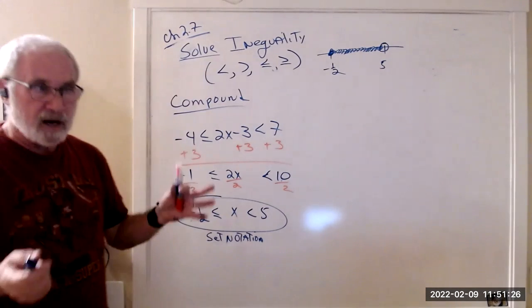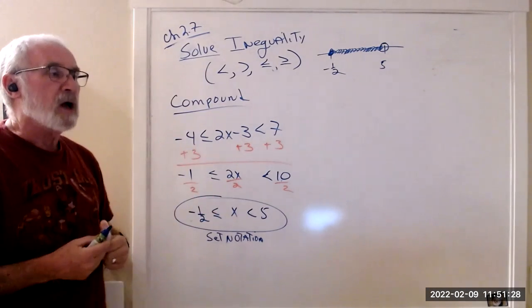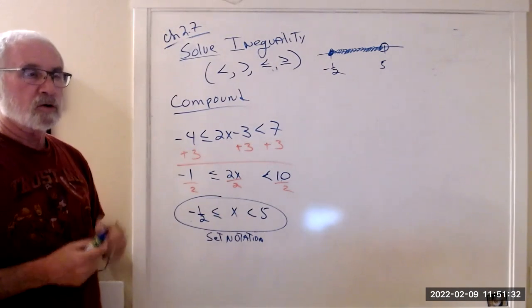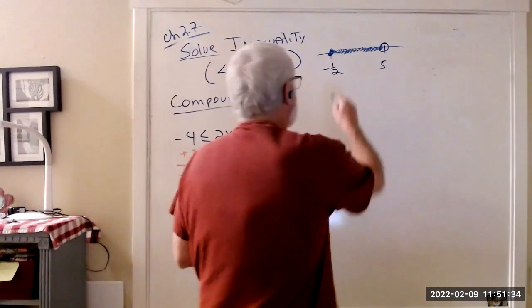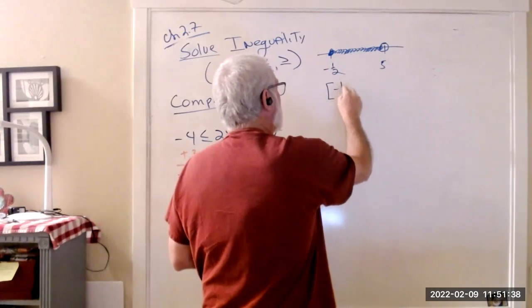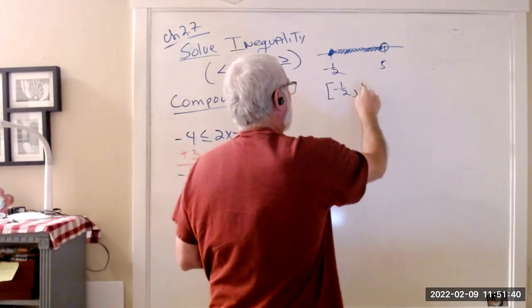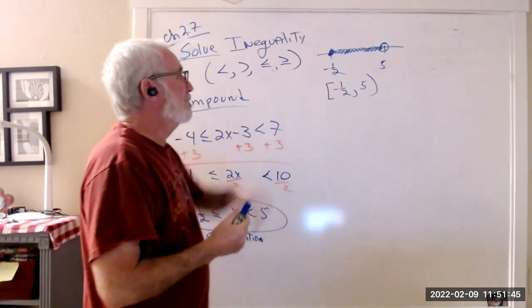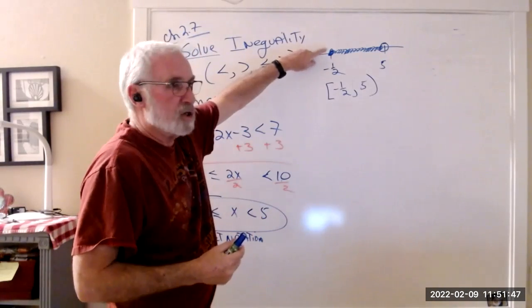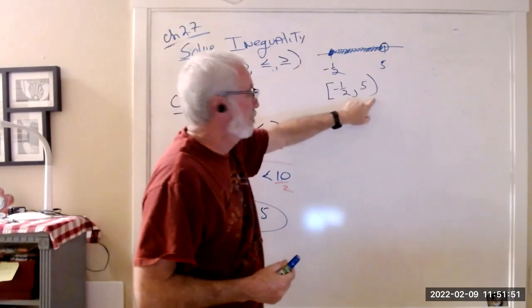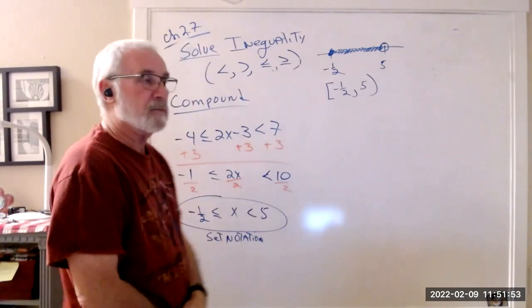Last thing, you might be asked how to put it in interval notation. Well, interval notation literally mimics the graph. So bracket, -1/2, comma 5, parenthesis. Closed or solid circle, I should say, bracket; open circle, parenthesis. And we're done.